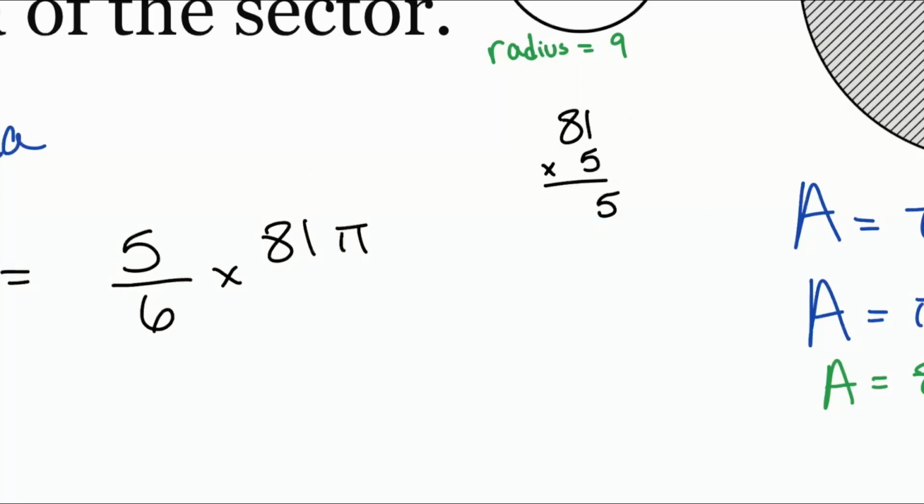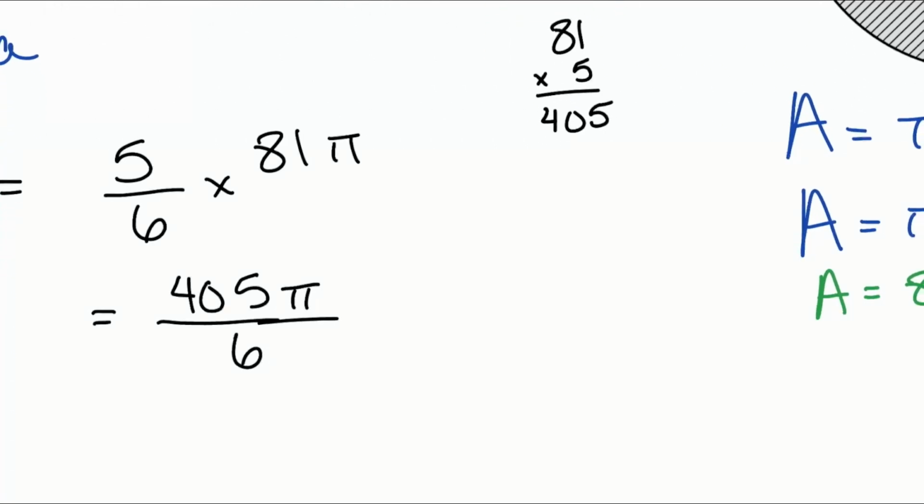There you go. So we have 405 pi, but we're still dividing by that 6. So now we have to figure out what 405 pi divided by 6 is going to be. And we can go ahead and do that. Let's just go ahead and do long division. And we'll write it as a decimal, no problem.